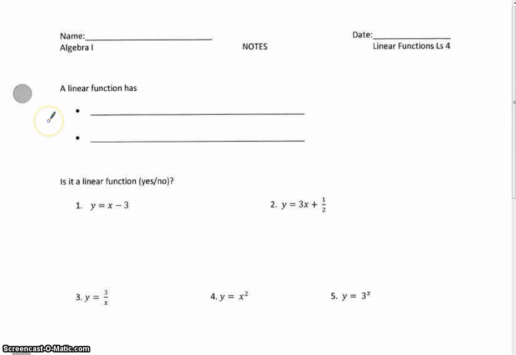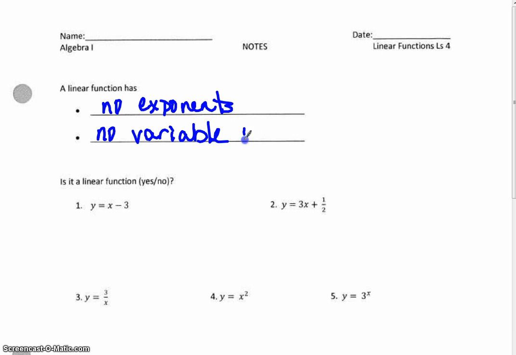This is for Algebra 1, and we're talking about linear functions. In order to be a linear function, the function has no exponents. If you see x squared, x to the third, anything like that, it is not linear. And a linear function, when you're looking at the equation, has no variable in the denominator.